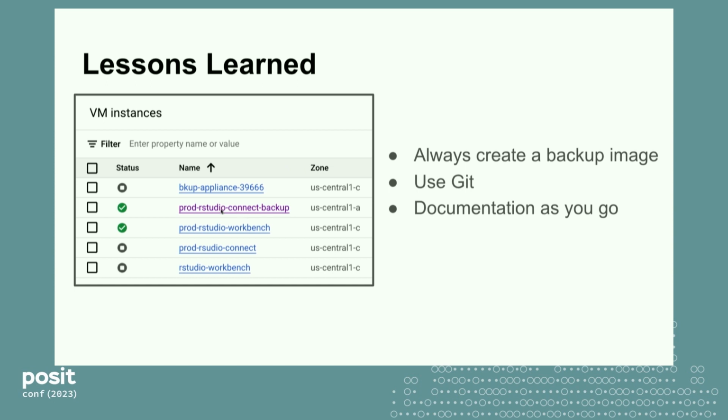So I'm actually running my production Connect server off a backup, right? Because I went to update Linux and Connect just did not work, right? And so I was like, okay, whatever, let's just go back. And I thank myself for that.